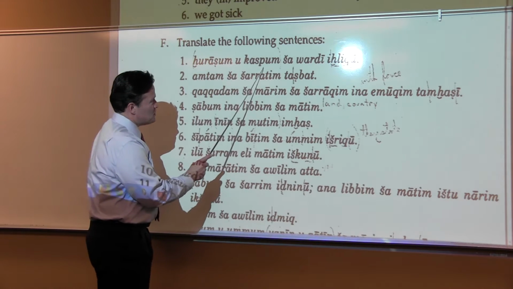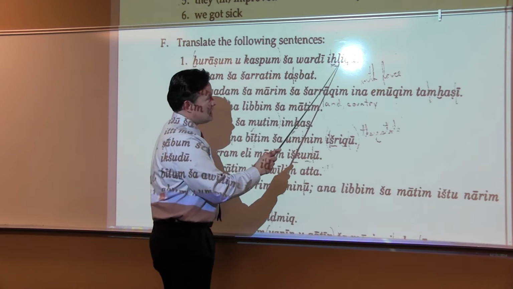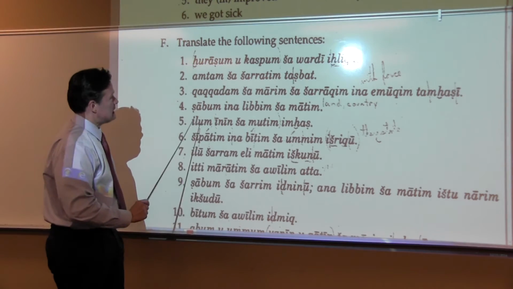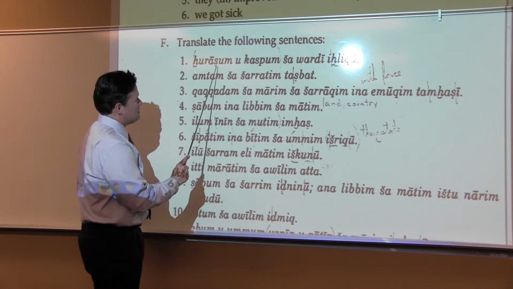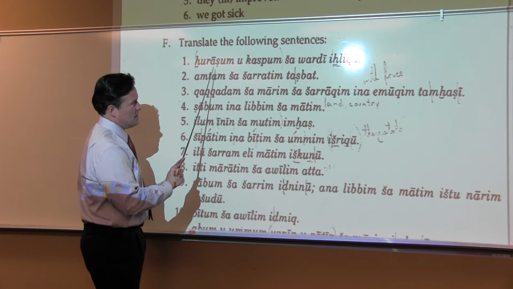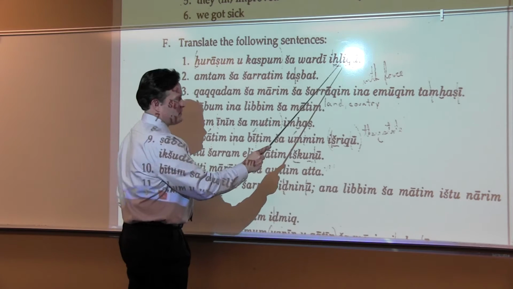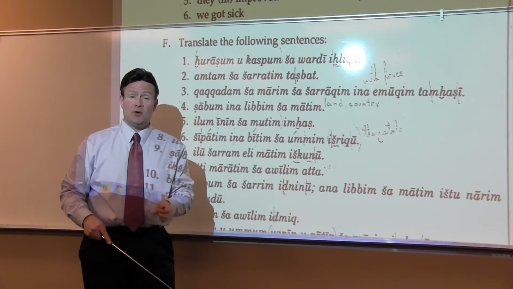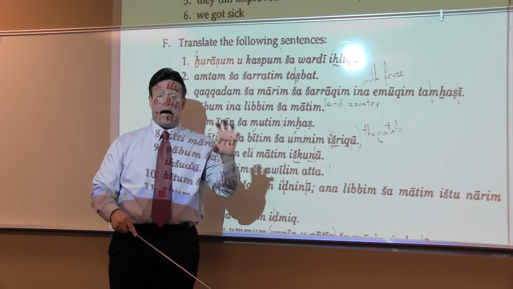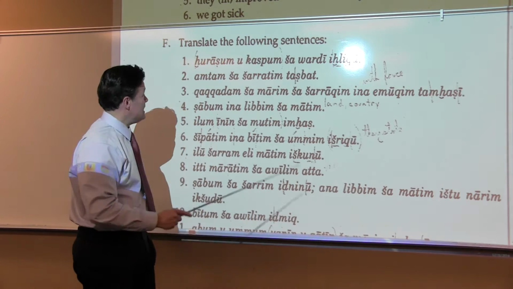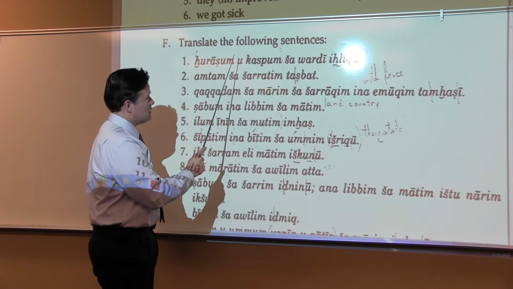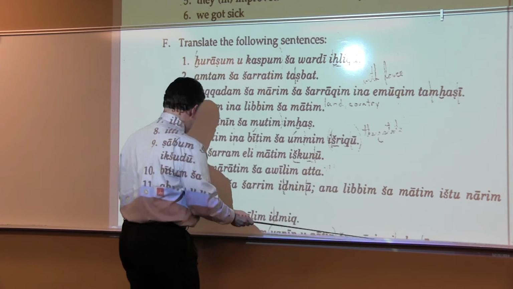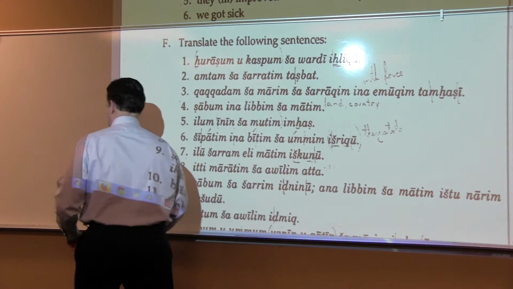Kaspum u kaspum shawardi ichliku. Now in Akkadian, the subject typically comes first. Then we have the object, then we have the verb. That's different than we saw in Hebrew. Hebrew is a verb, subject, object language, but Akkadian is typically subject, object, verb. So the verb is typically the last word in the sentence.